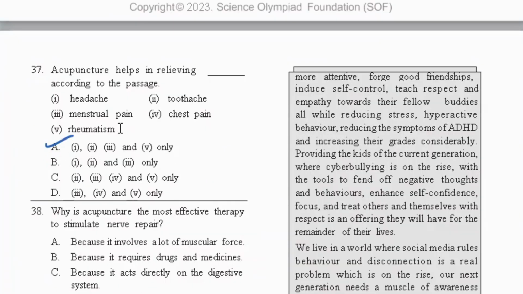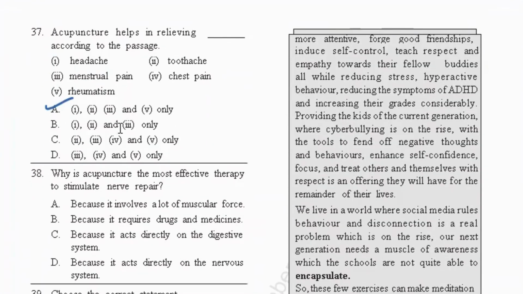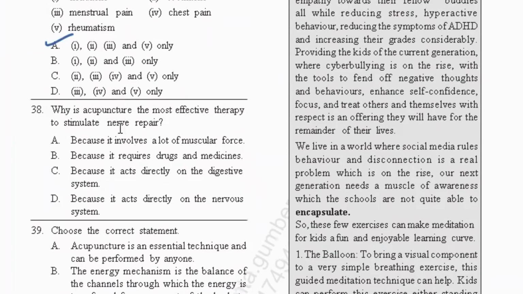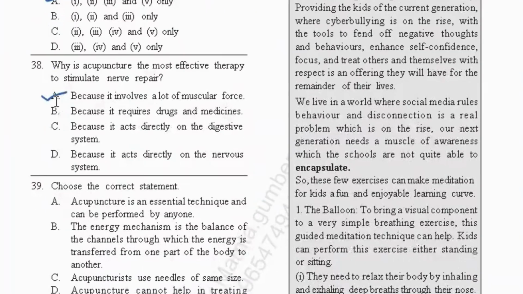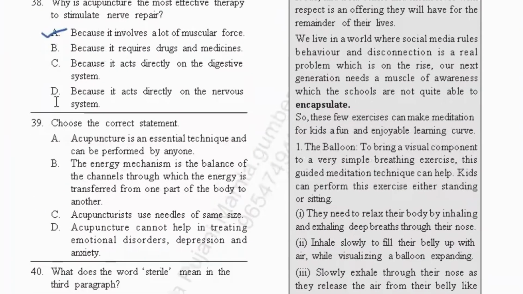Now, why is acupuncture the most effective therapy to stimulate nerve repair? Because it involves a lot of muscular force. Okay, so it's option A here. Next, choose the correct statement.